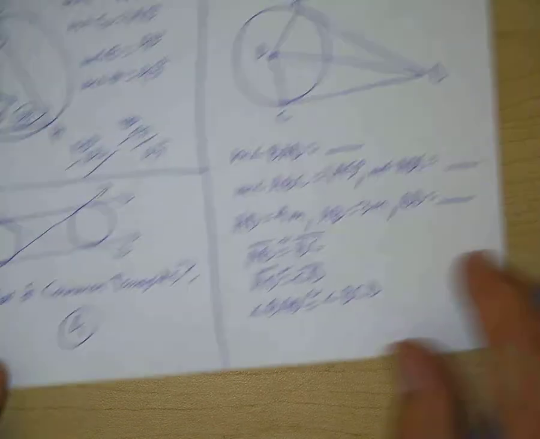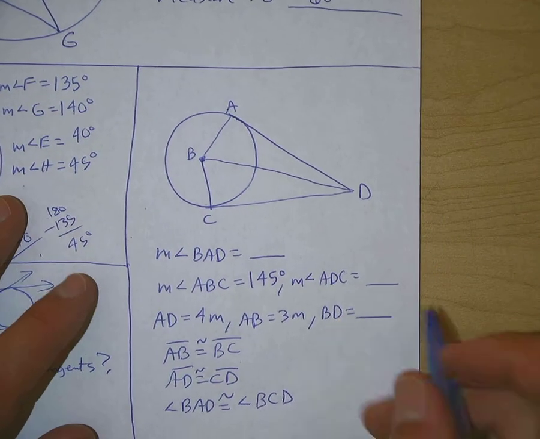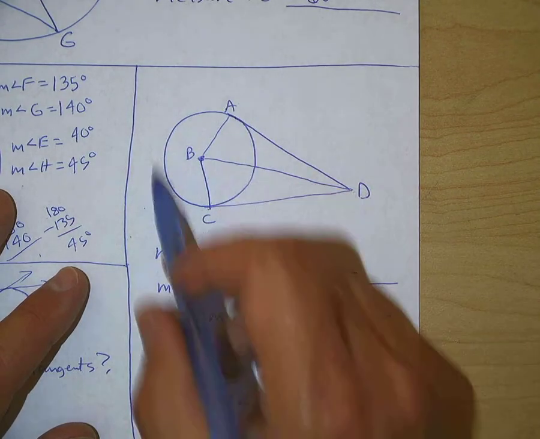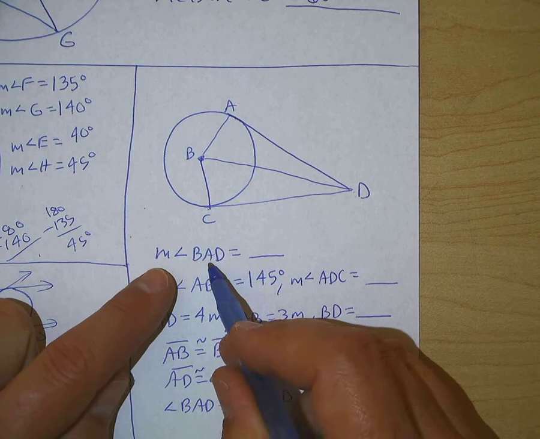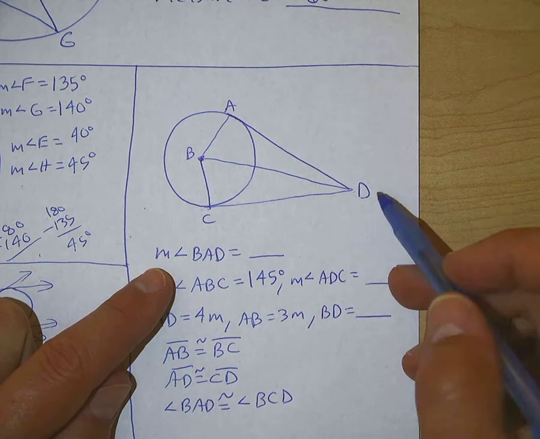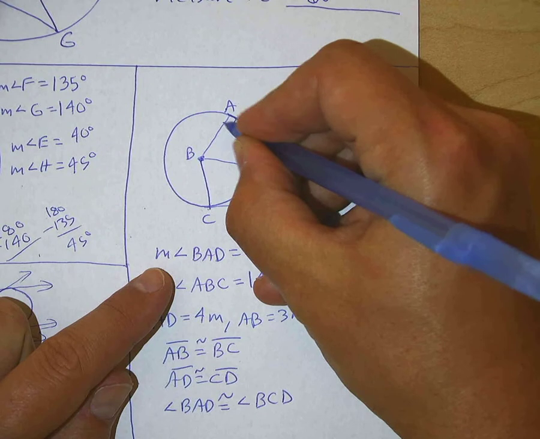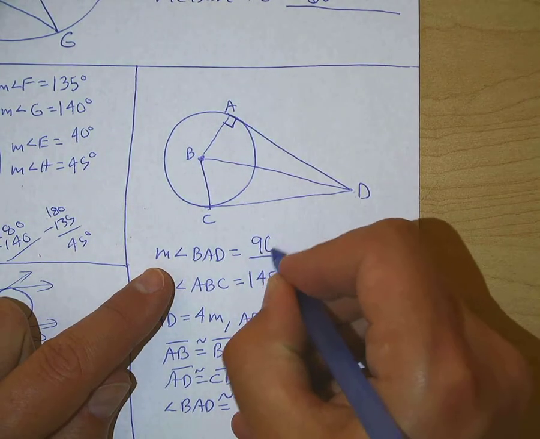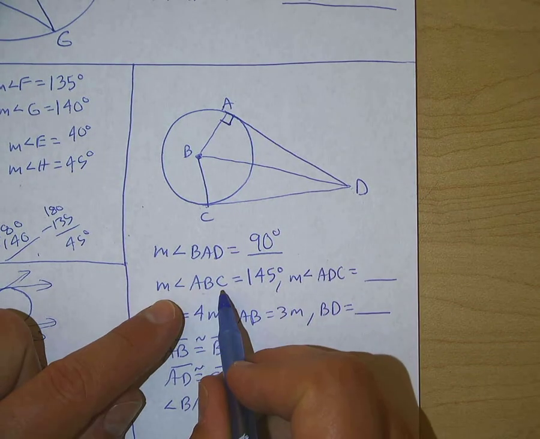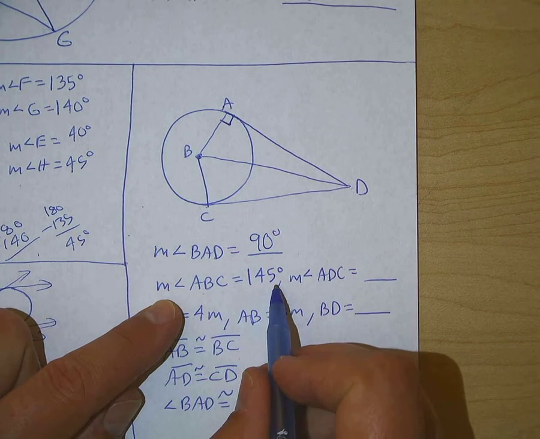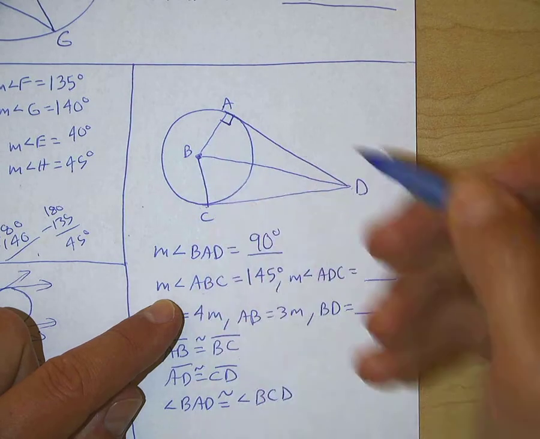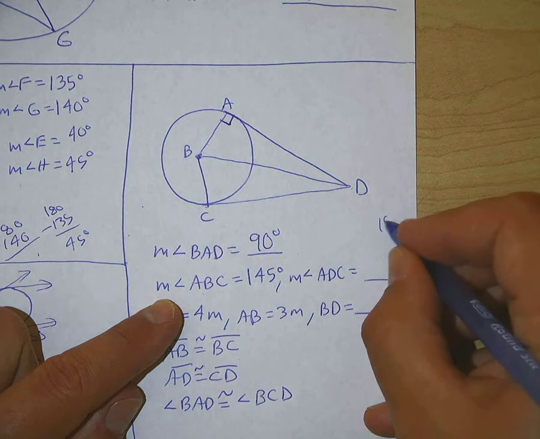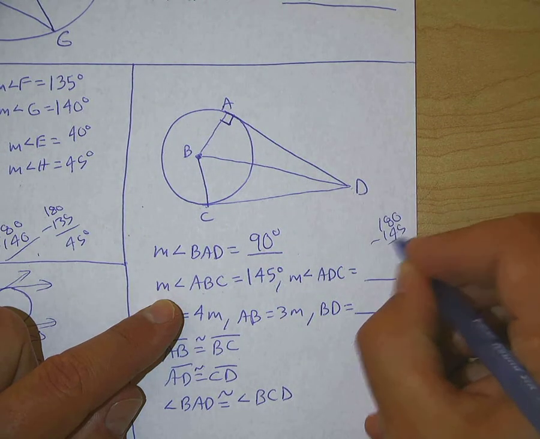All right, next, we have a few things to answer here. It says, let's assume that these segments CD and AD are tangent to the circle. So it says the measure of angle BAD. Well, I know that that's a right angle because a tangent segment is perpendicular to the radius, so this is going to be 90 degrees. The measure of angle ABC is 145, so that means this whole angle is 145. What's the measure of ADC? Well, these are supplementary, so I could take 180 minus 145, which gives me 35 degrees.